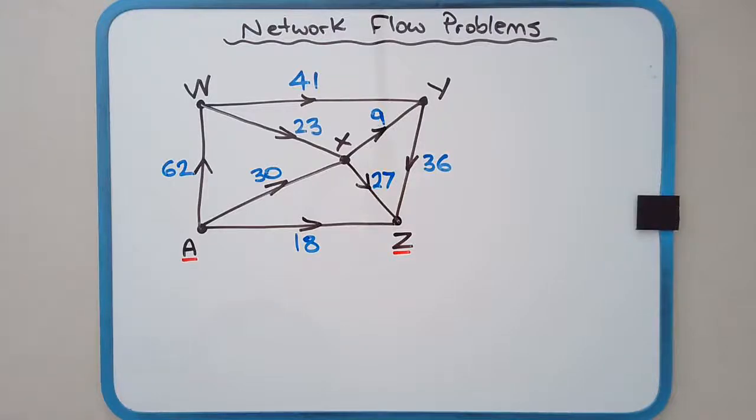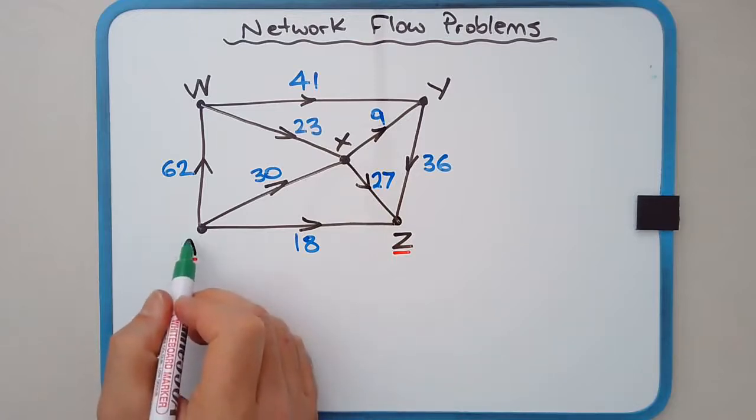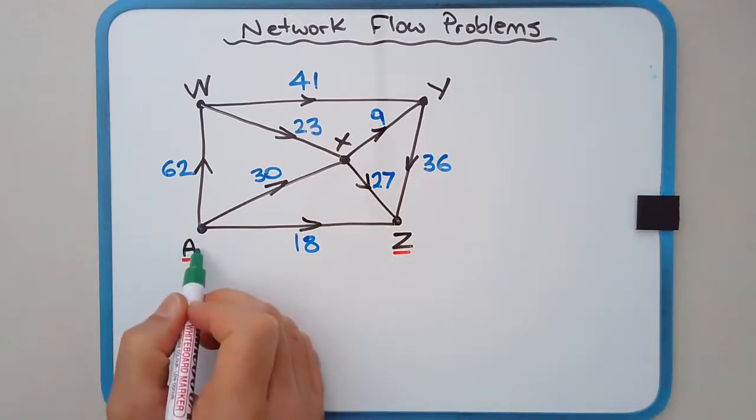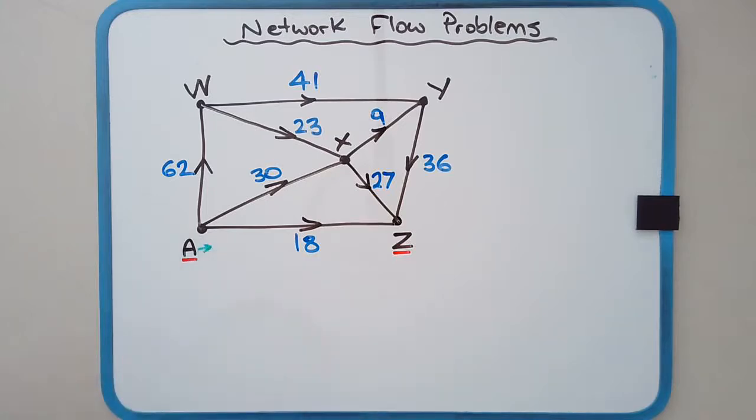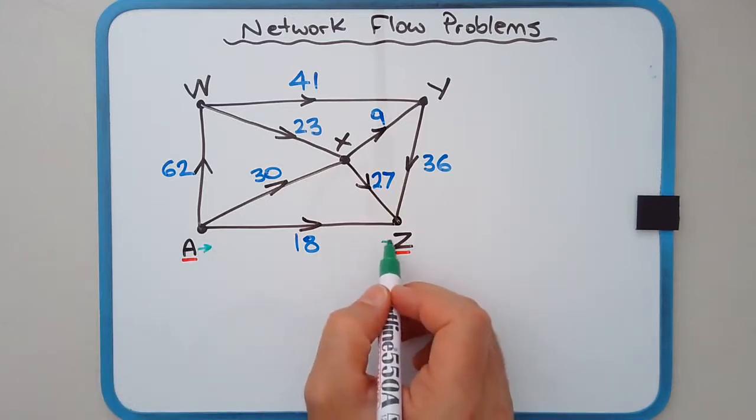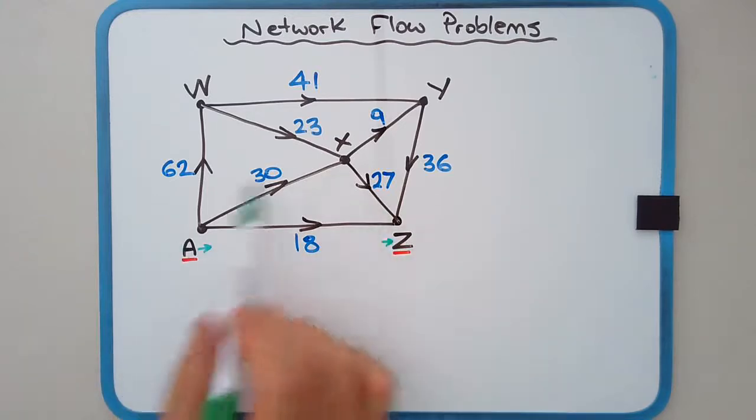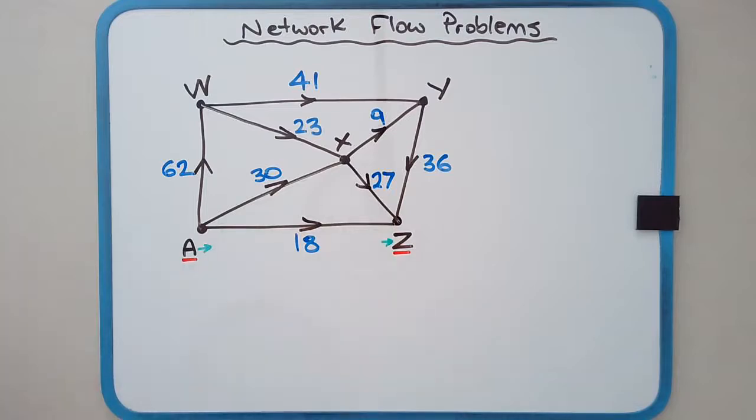Let's have a look at this network flow diagram. What we're going to do with this one is first of all determine the maximum flow of this network from A. A is the source and Z is the sink. So we need to determine what the maximum flow capacity of this network is.